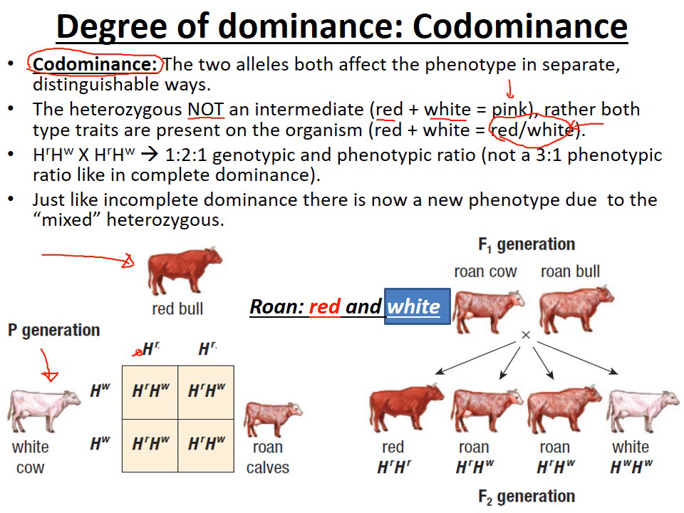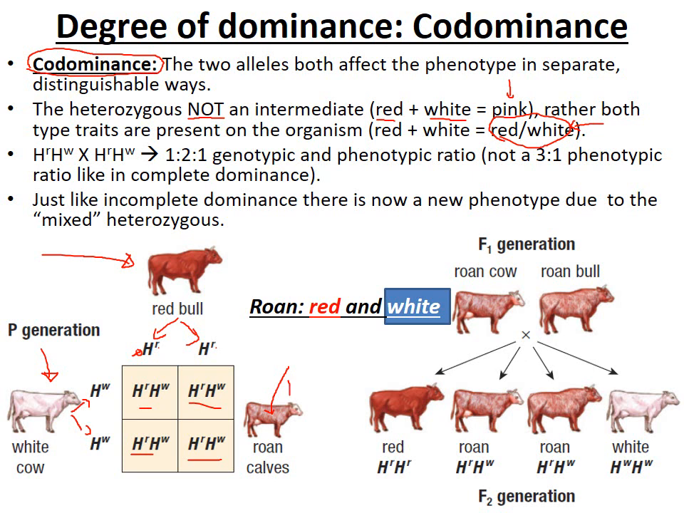So I'm going to have HR, that's going to be my red bull. That's the gametes that the red bull will produce. And then I'm going to have HW. Those are the gametes that my white cow will produce. And then we do the fertilization events in the Punnett square. And you'll notice you get all HR HW. Now, if this was complete dominance, if red was completely dominant to white, then they would all be red calves, but they're not. What happens is you actually see some red fur and some white fur both showing up. So it's not a pink calf, it's actually some red and white both showing up.